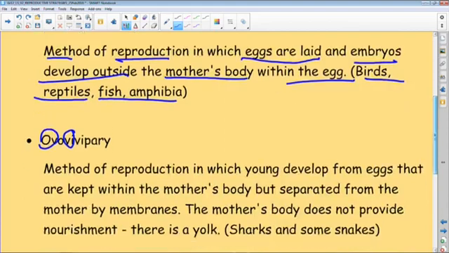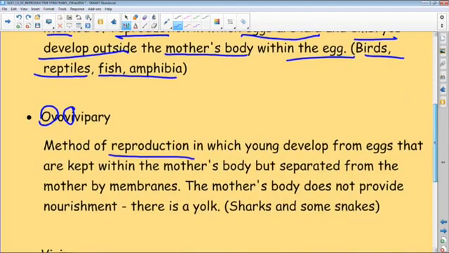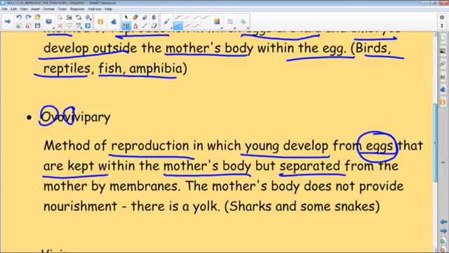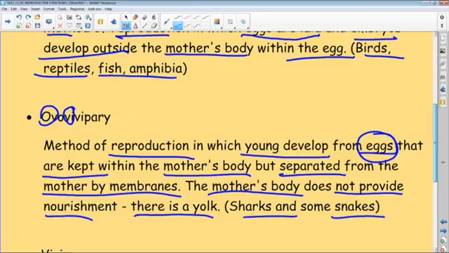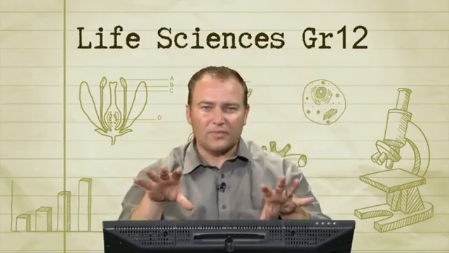Let's have a look at what we said here. It's a method of reproduction in which the young develop from eggs. That's important, from eggs. The eggs are kept within the mother's body, but separated from the mother by a membrane. The mother's body does not provide nourishment. There is a yolk. You normally get your sharks and some snakes. So, understand. Remember when I said to you, oviparous and viviparous. Oviparous, there's an egg.